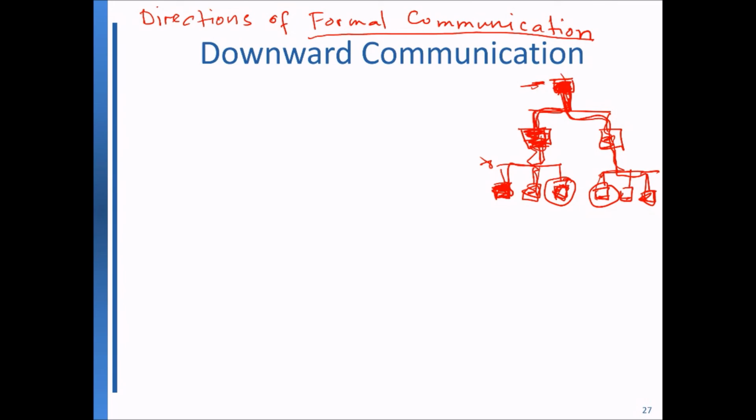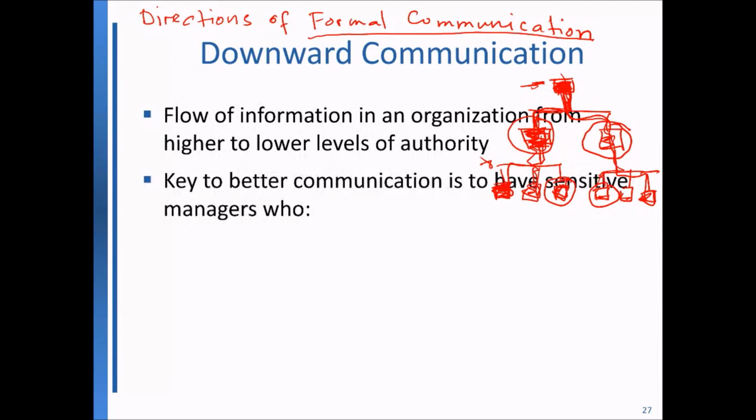How about the communication from, for example, this manager to another manager at the same level? How do we call that? That is what we call lateral. So we have downward, we have upward, and we have lateral. Downward communication is the flow of information in the organization from higher to lower levels of authority.